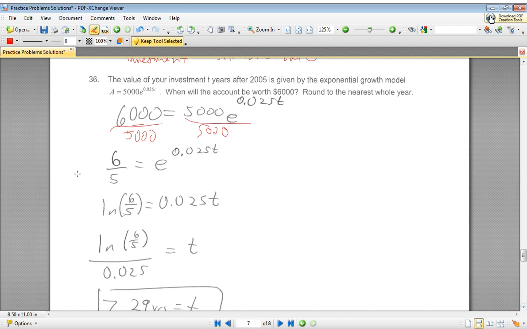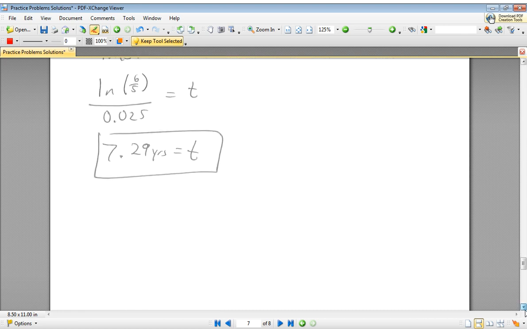To get rid of your E, you take the natural log of both sides, which again is a button on your calculator. And we will get the natural log of 6/5 equals 0.025 T. Plug all that in your calculator, and you will get 7.29 years.